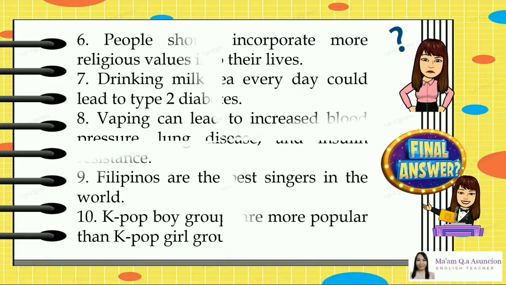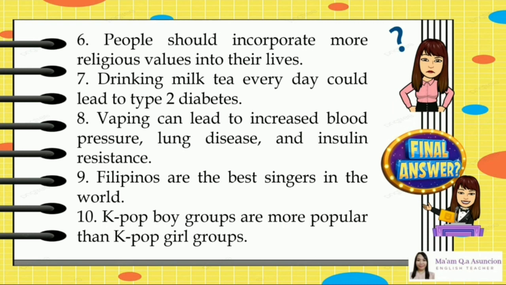Number 6, people should incorporate more religious values into their lives. Number 7, drinking milk tea every day could lead to type 2 diabetes. Number 8, vaping can lead to increased blood pressure, lung disease, and insulin resistance. Number 9, Filipinos are the best singers in the world. And number 10, K-pop boy groups are more popular than K-pop girl groups.